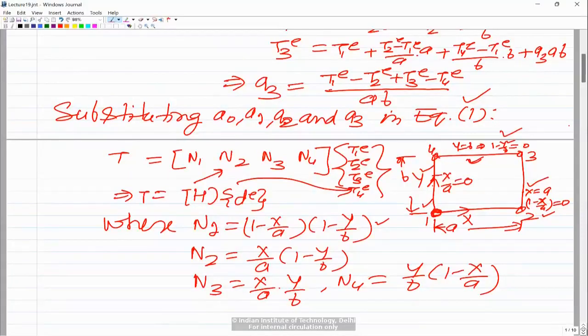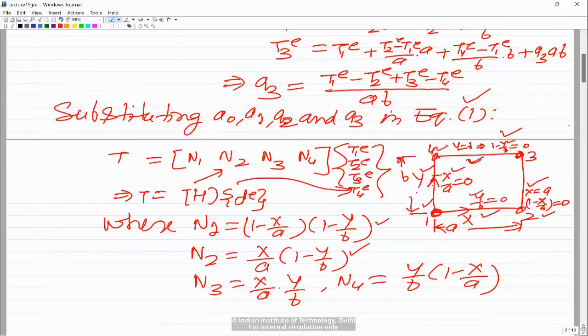So that gives you the shape function N2. For N3, because this is node 3, you take the equations of the lines which are covering the other nodes. So that is this line and this line. The equation of this line would be y upon b equal to 0. So the product of these two equations of lines, x upon a into y upon b, would be N3.